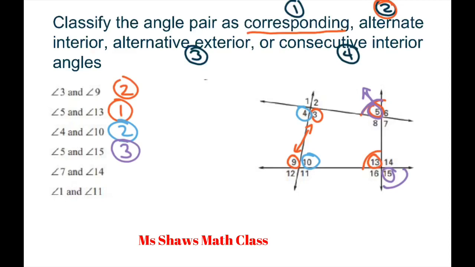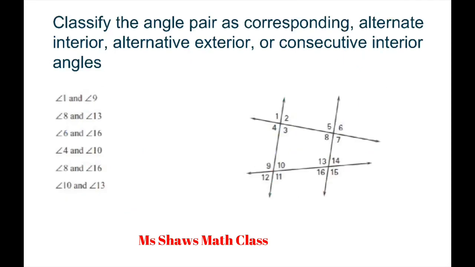We have 7 and 14. So 7 and 14 are here. Those are called consecutive interior. They're both interior and they are lying on the same side. They're not alternate. So that is number 4. And we have 1 and 11. Same thing. That's number 4.